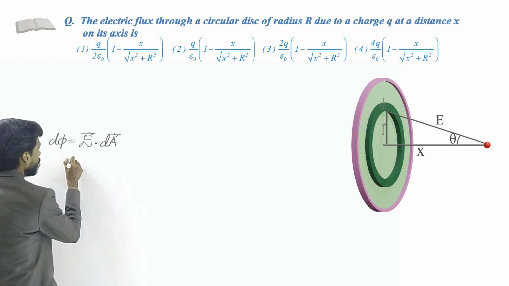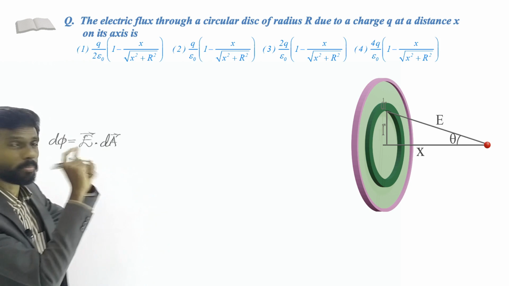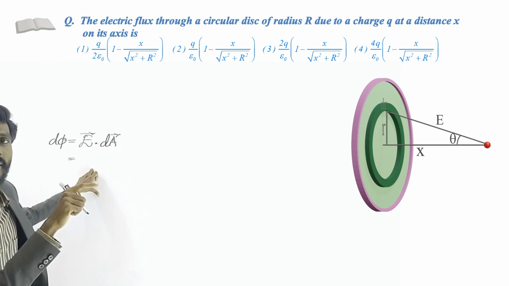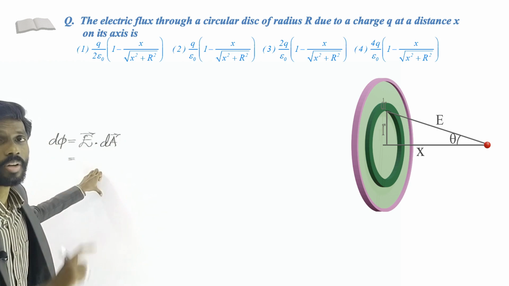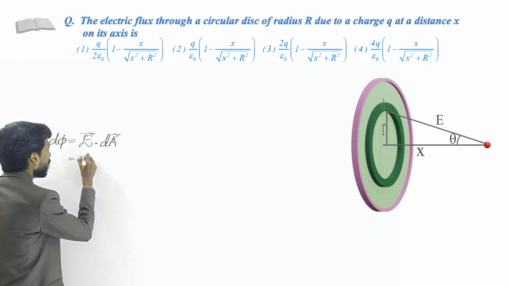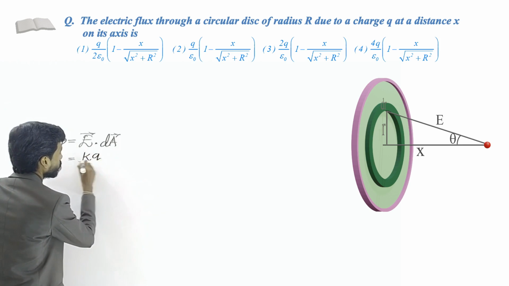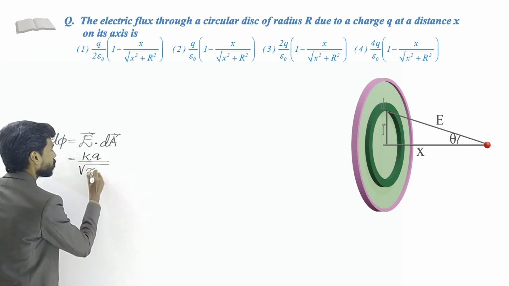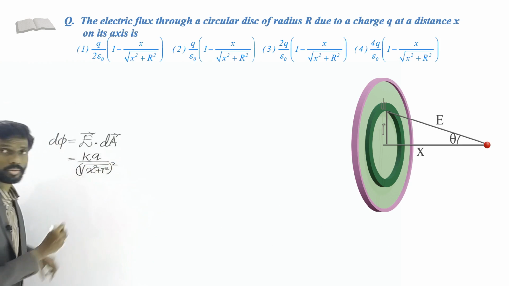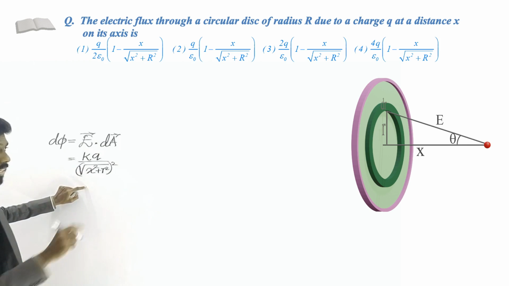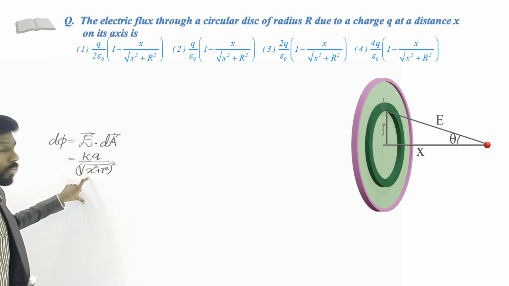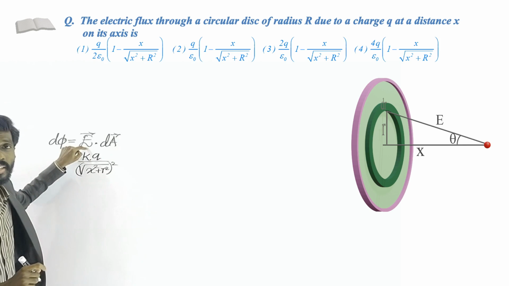So what is the electric field due to the charge q at that point? Any point on the ring is at a distance, and that is a right angle triangle. You can use Pythagoras theorem: the square root of x squared plus r squared. So that is the distance. That means the field is kq divided by the distance squared, and that distance is the hypotenuse, the square root of x squared plus r squared. That is the electric field magnitude.